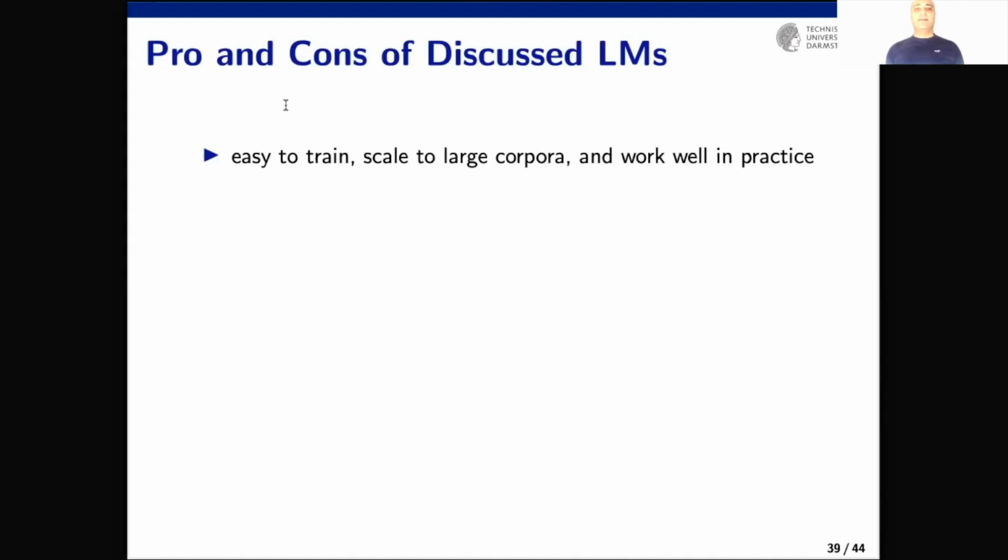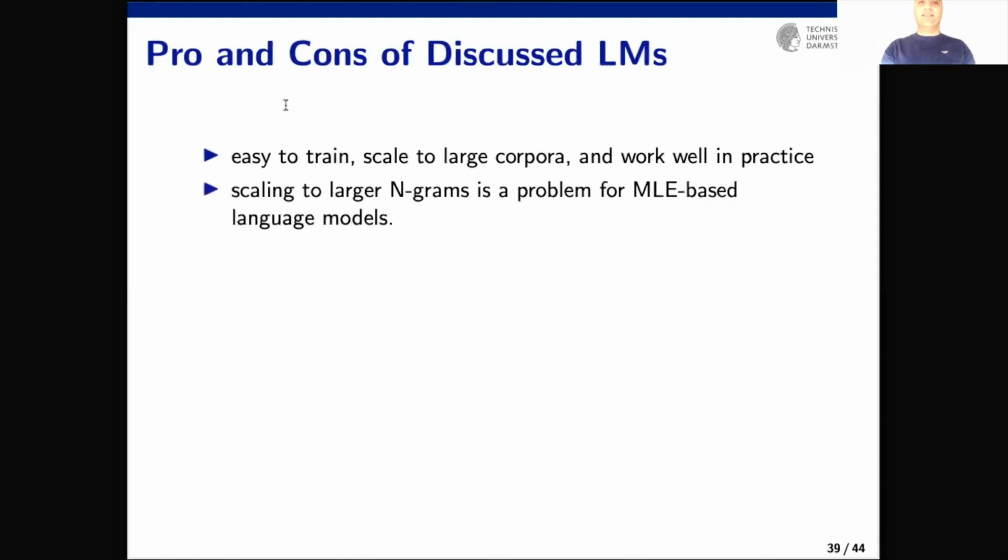Okay, let's discuss the advantages and disadvantages of the traditional language model. They are easy to train and they can easily scale to large corpora. They are easy to train because all you need to do is just to count, right? So you don't need to do any optimization or anything. And it works pretty well in practice. But the point is that scaling to larger n-grams is a problem for MLE-based language models.